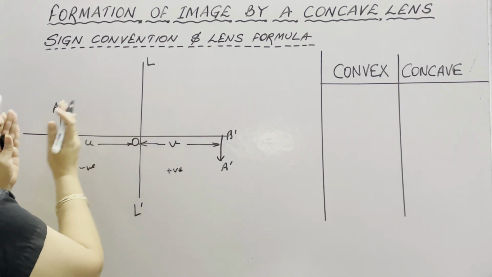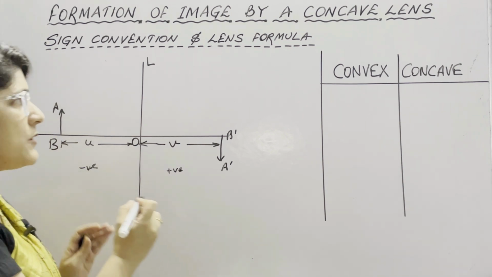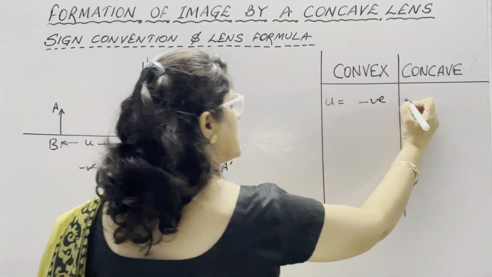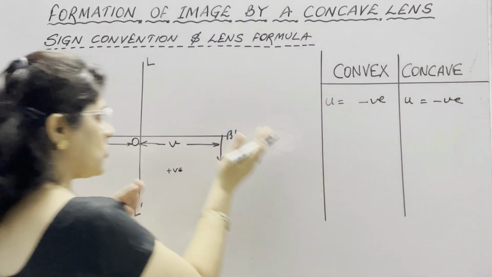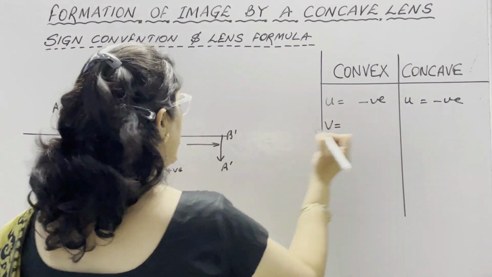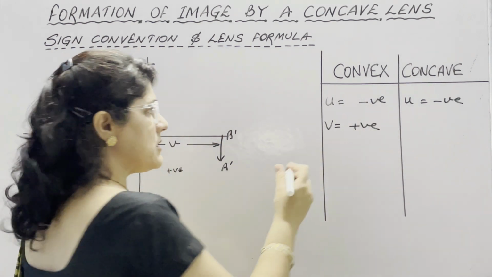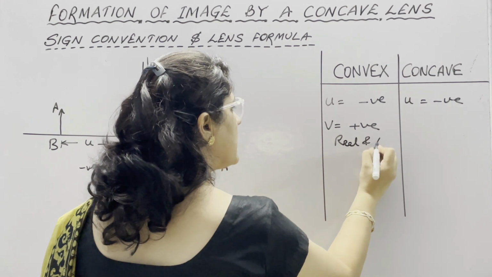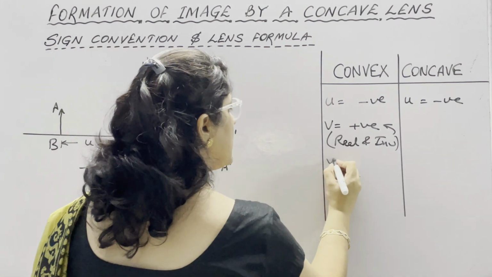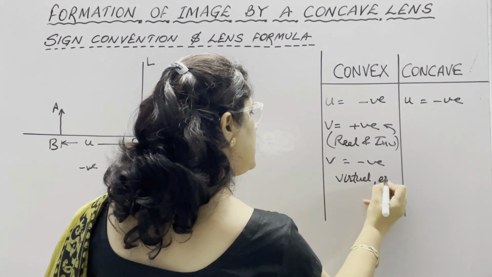Now the object is always placed on the left hand side, it means the distance of the object is always taken as negative. So in case of a convex lens or concave lens, u is negative in both the cases because the object is always placed on the left hand side. Now coming to the image. Image v in case of a convex lens, when it is real and inverted, is taken as positive. It means in all the first cases when the image is real and inverted, it is taken as positive. But in the last case, v is taken as negative because it is virtual and erect.